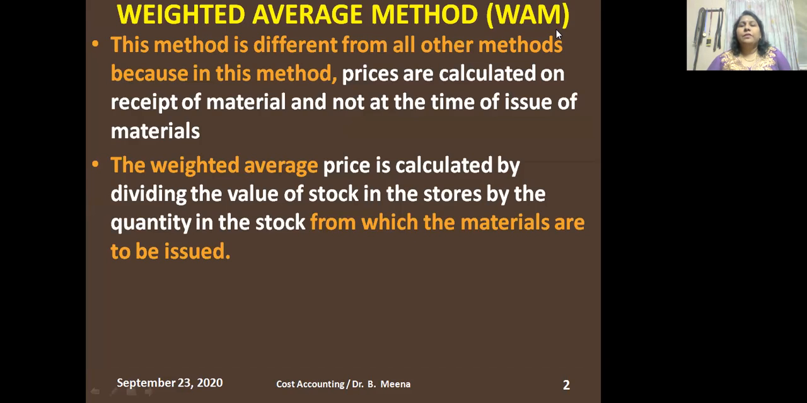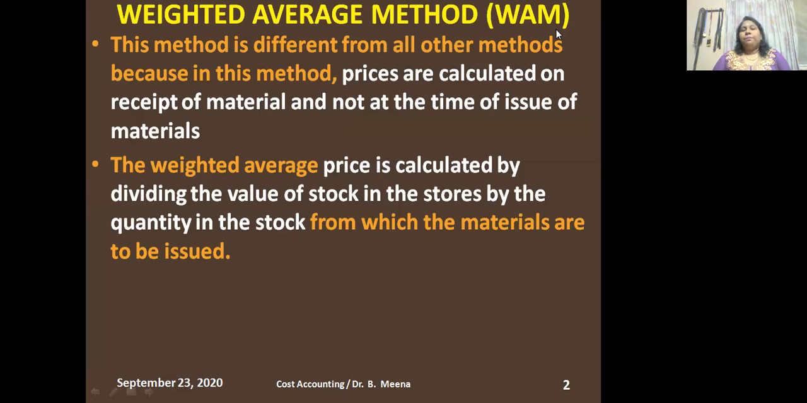This method is different from all other methods because in this method, prices are calculated on receipt of material and not at the time of issue of materials. The weighted average price is calculated by dividing the value of stock in the stores by the quantity in the stock from which the materials are to be issued.